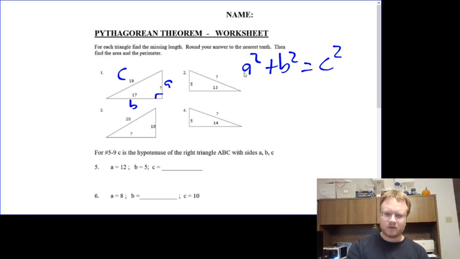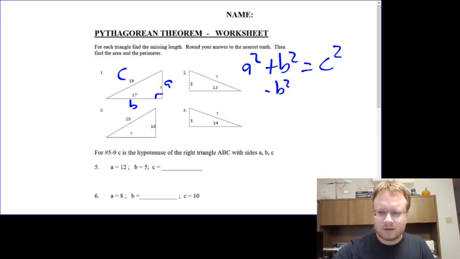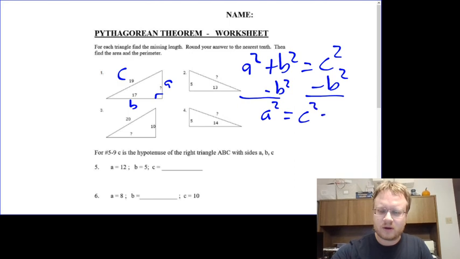Right now, what's happening with my A? It's being squared, and a B squared is being added to it. So in order to rearrange our equation, we're going to start by getting rid of that B squared. We're going to look for anything that's being added to our A. So I'm going to take my equation, I'm going to subtract B squared from each side of my equation, and I'm going to have A squared equals C squared minus B squared.